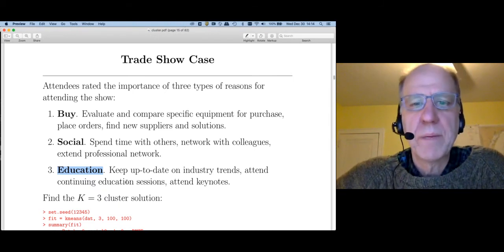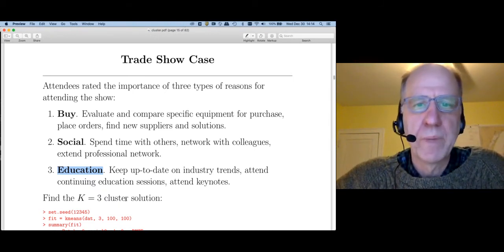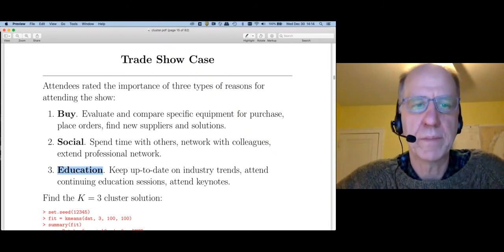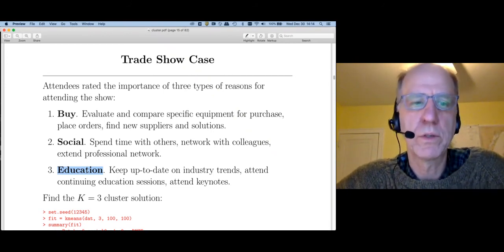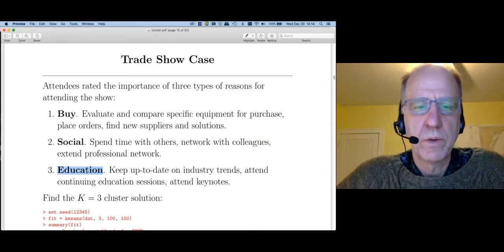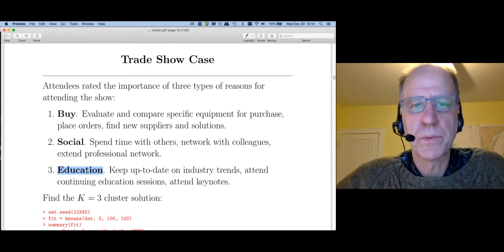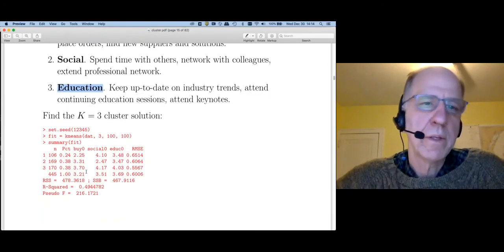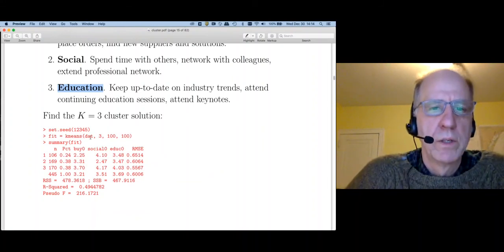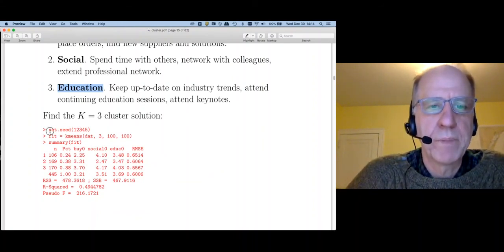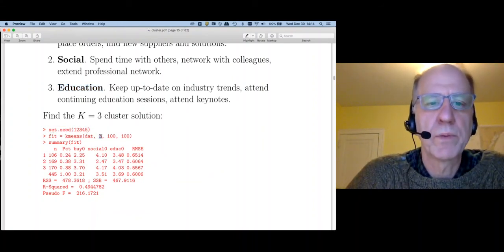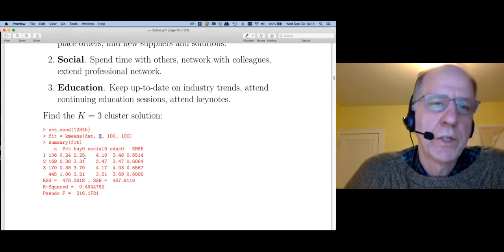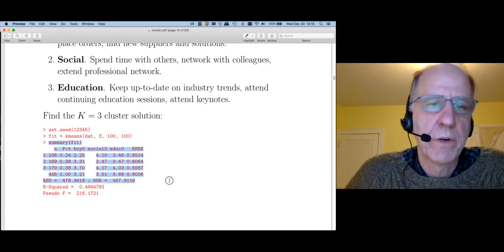So we had a sample of people who attended this trade show, and we asked them, to what extent did you come to buy something, to do these social things, to do this education? Notice I have p equal to 3 measures on each of my respondents. Let's go find the 3 cluster solution. This is the way I would run it in R. I'd set my seed. I'd say, go find me 3 clusters. And here's the output. So I could start by just interpreting what comes out of my summary function.